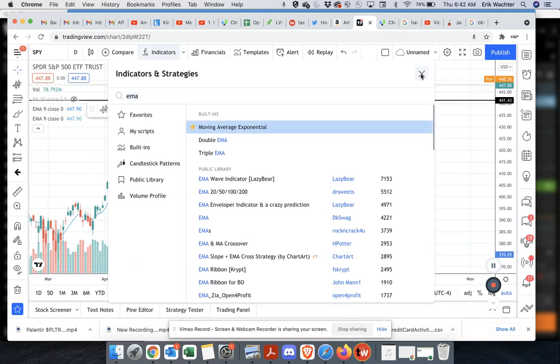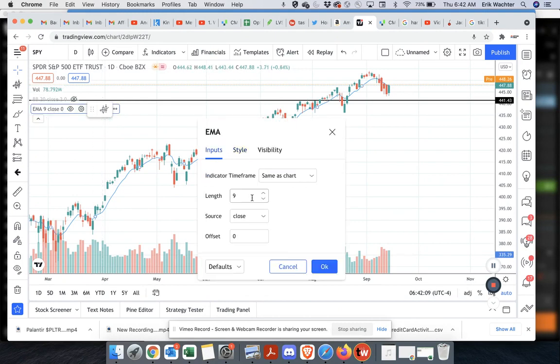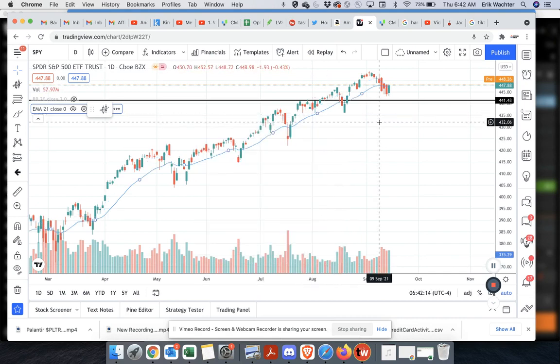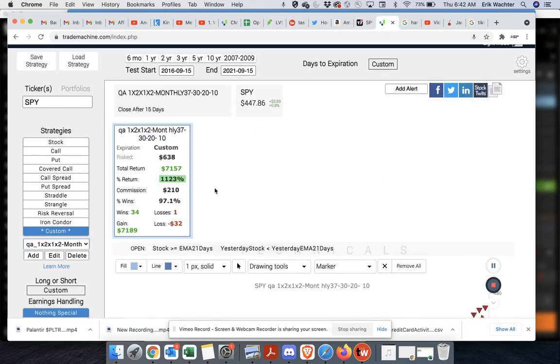Moving average exponential. I have two of them. Let's enter inputs 21. Okay, you can see it crossed right up through there and closed above it. In order for the trigger to be valid, it has to close above that 21 exponential day moving average. So, okay, we did that. And now let's go ahead and look at what this strategy actually is.